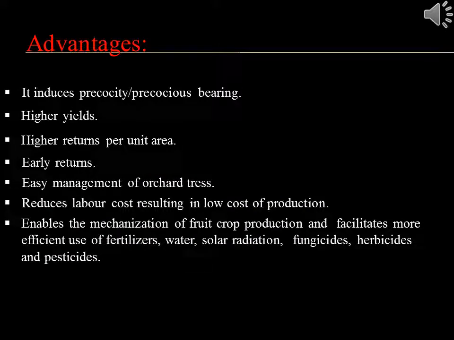The average yield in apple is about 510 per hectare under the normal system of planting, while it is about 140 per hectare under high-density planting. Higher return per unit area, early return, easy management of orchard trees, reduced labor cost resulting in low cost of production, enables the mechanization of fruit crop production and facilitates more efficient use of fertilizers, water, irrigation, fungicides, herbicides, and pesticides.